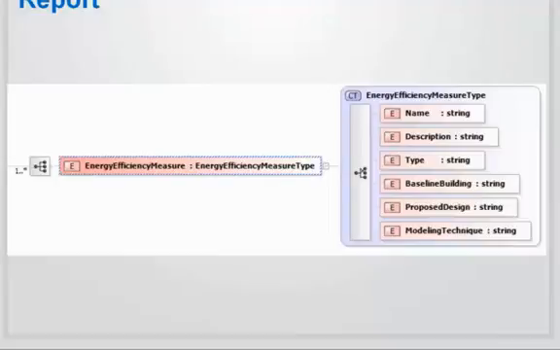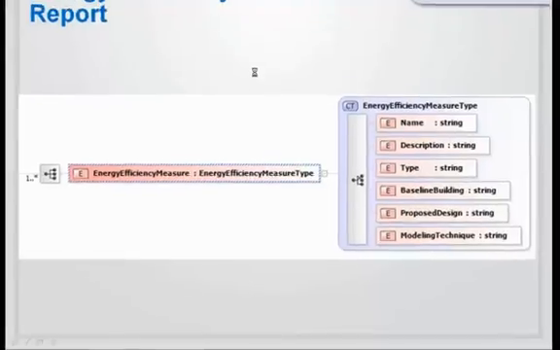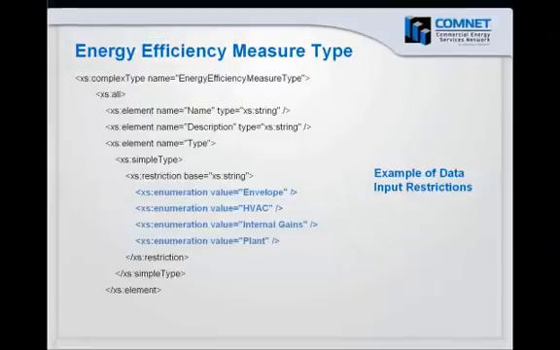So in the case of the insulation that I just showed, the baseline building value would be R15 and the proposed would be R25. This enables you to identify all of the efficiency measures that are used in your energy model. Efficiency measure type, again, is just another example of input restrictions. We classify the measures by what type of measure it is, and we've defined envelope measures, HVAC, and internal gains, such as equipment loads or plants.